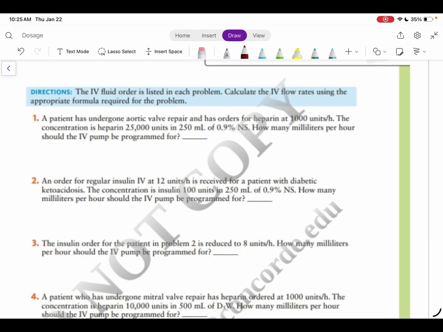Alright, number 1, patient has undergone aortic valve repair and has orders for heparin at 1,000 units per hour. The concentration in heparin is 25,000 units in 250 milliliters. How many milliliters per hour should the pump be reprogrammed for?